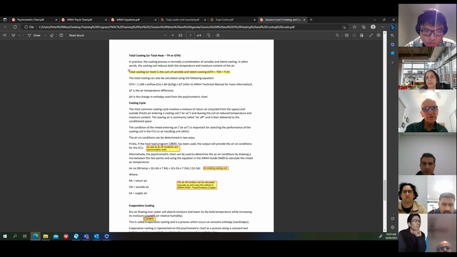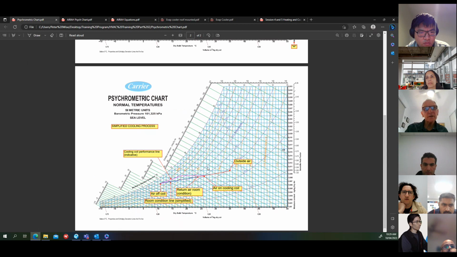Well, there's two ways of calculating it. Firstly, if you're using Camel, it will calculate it for you, so you'll get that straight away. But the psychrometric chart can be used to determine the air on conditions by drawing a line between them, which I've done. And for the air on temperature, we use this equation here, and this comes from DA09, the Air Guide. It's the litres a second of return air times the temperature of return air, plus the litres a second of outside air times the temperature of the outside air, divided by the total, the litres a second of supply air, and that will give you the temperature. If you want all the theory behind that, you can go to DA09, but I'm not going to go through it now.